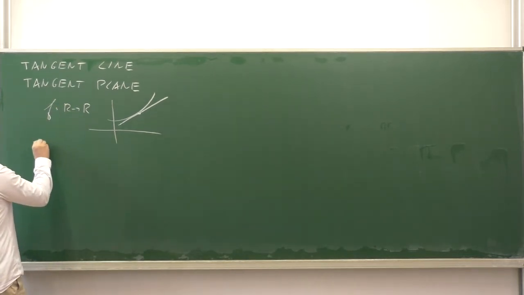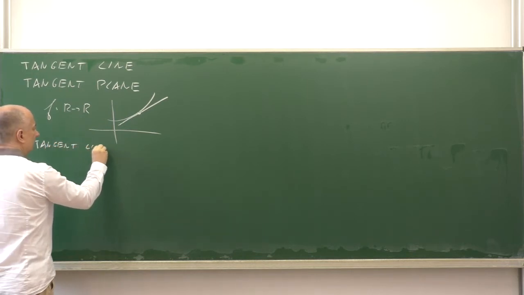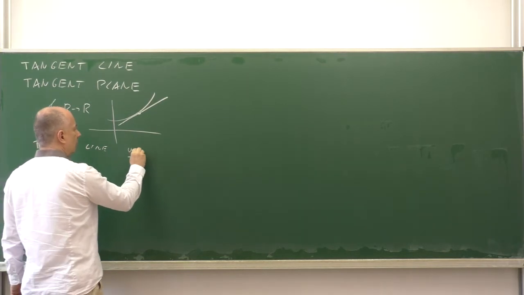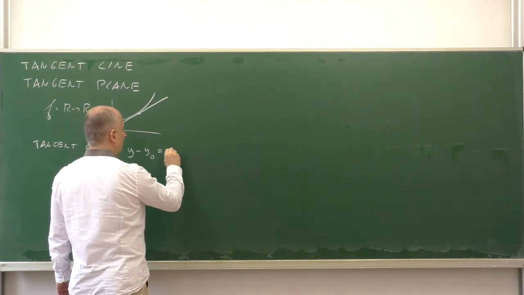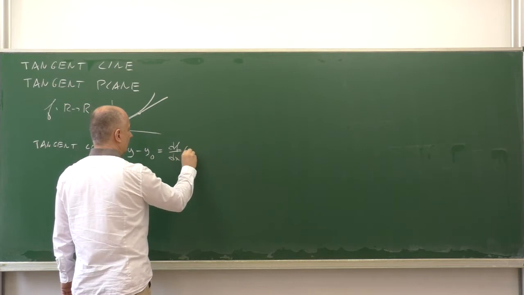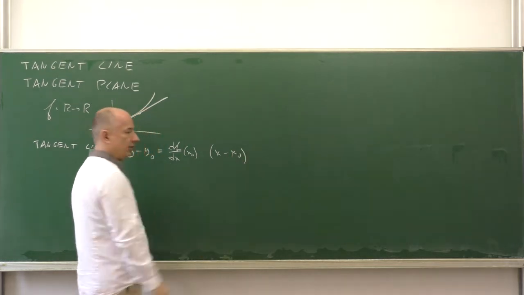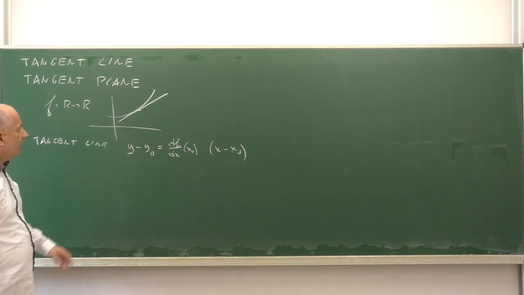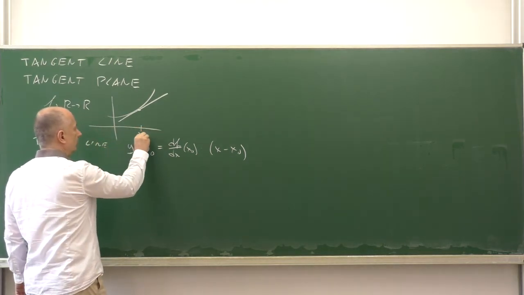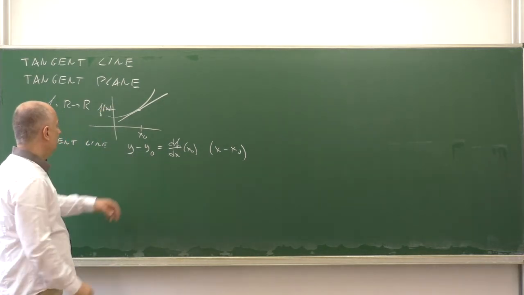And the tangent line has the equation y minus y0 is the slope, which is the derivative of f with respect to x at the point x0 times x minus x0. We want the line going through the point x0, f(x0) or y0.